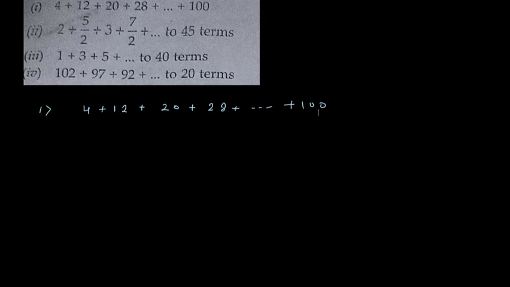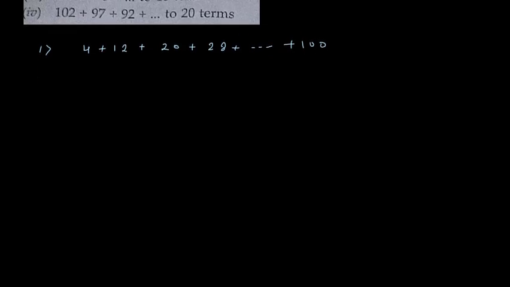Okay, so here the first question is, find the sum of the following. I know either the last term or the common difference. If we take the first question, which is 4 plus 12 plus 20 plus 28 plus up to 100. Now if you observe this sequence, this is an AP.